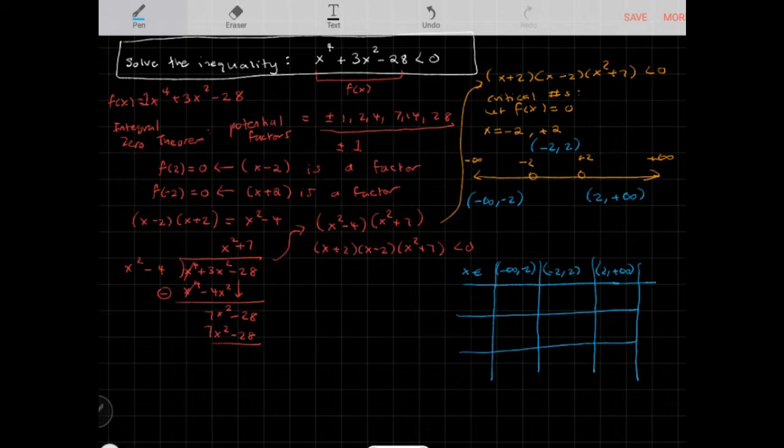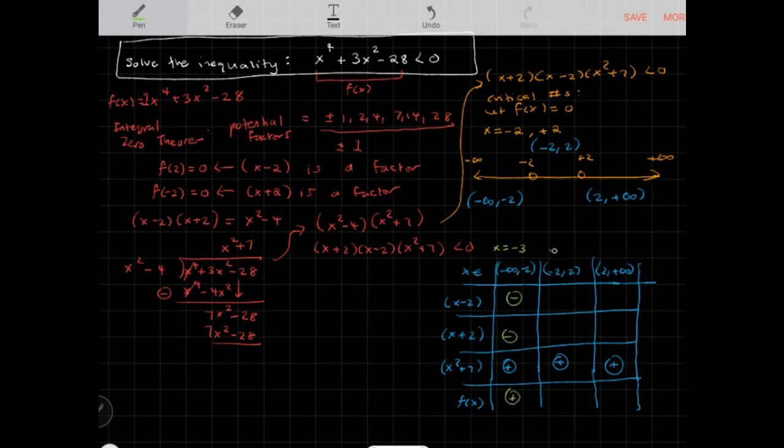If you look at the factors, one of your factors here is x minus 2, the other factor is x plus 2, and the other factor is x squared plus 7, but this will always be positive. It doesn't matter what value of x you plug in, it will always be positive, so we don't have to assess that. We'll call this collectively f of x, and you're figuring out when f of x is less than 0. Within each interval, I'm going to test a value. Between negative infinity and negative 2, I'm going to let x equal negative 3. If you do negative 3, you get negative, negative, and then this is positive.